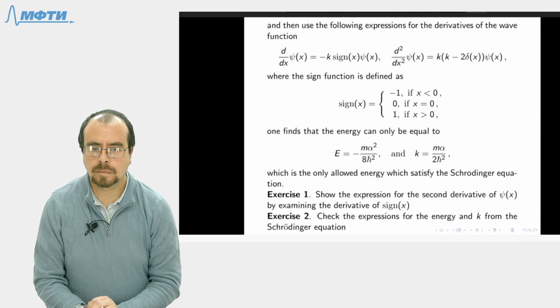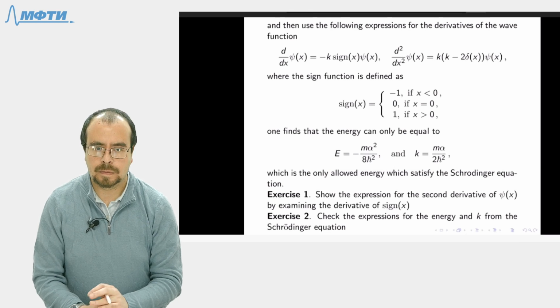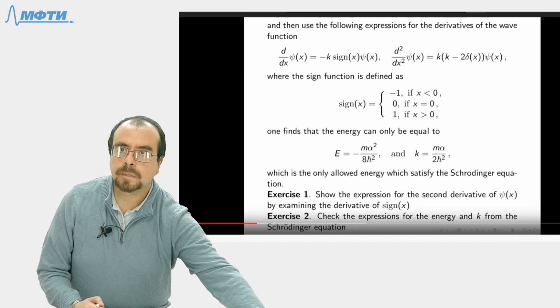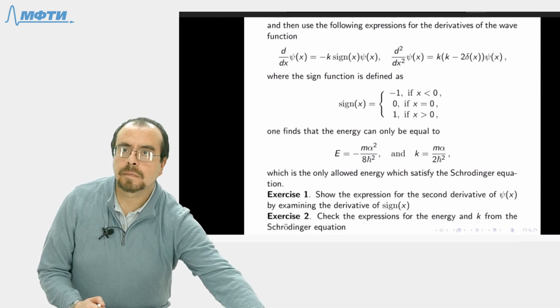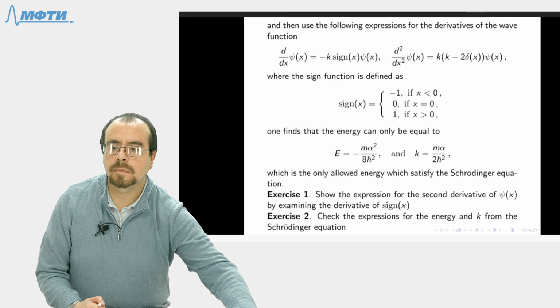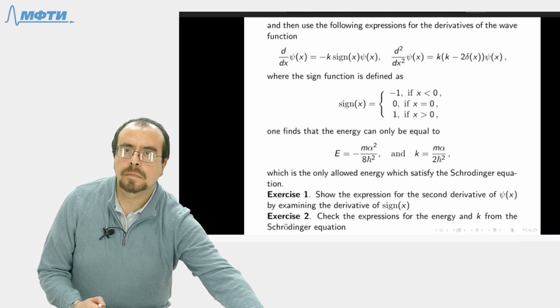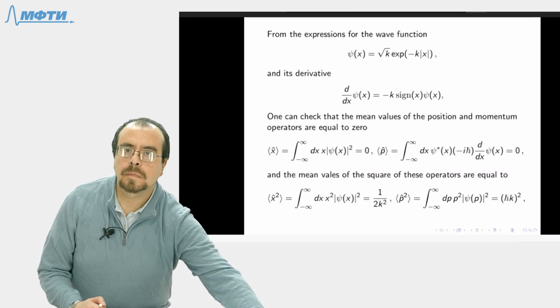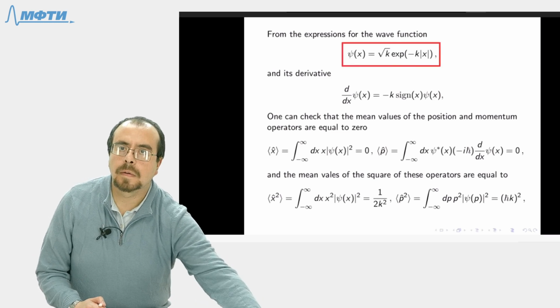which is the only allowed energy, by examining the expression for the second derivative of psi of x, from the derivative of the function sine of x. Exercise 2. Check the expressions for the energy and k from the Schrödinger equation, from the expressions for the wave function and its derivative.